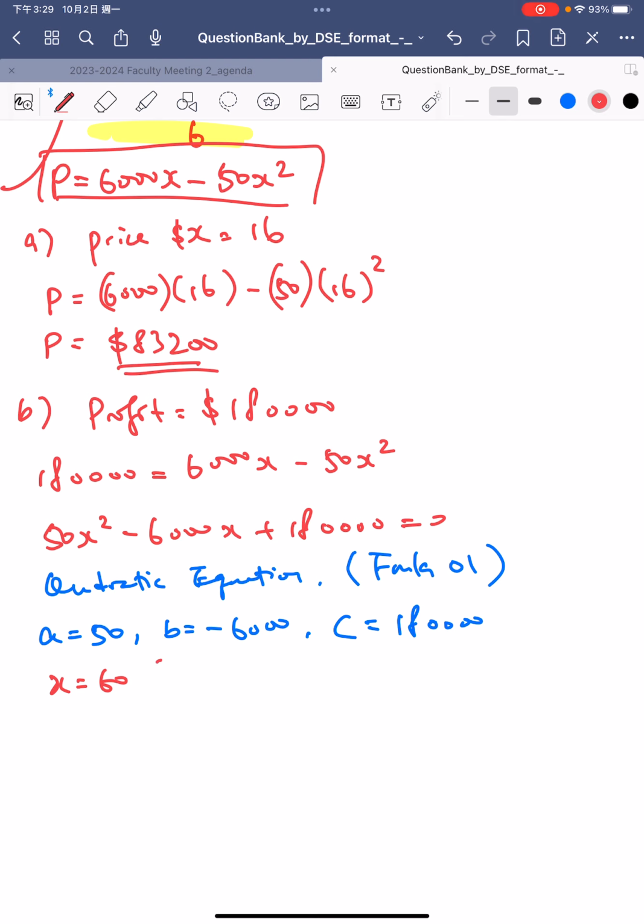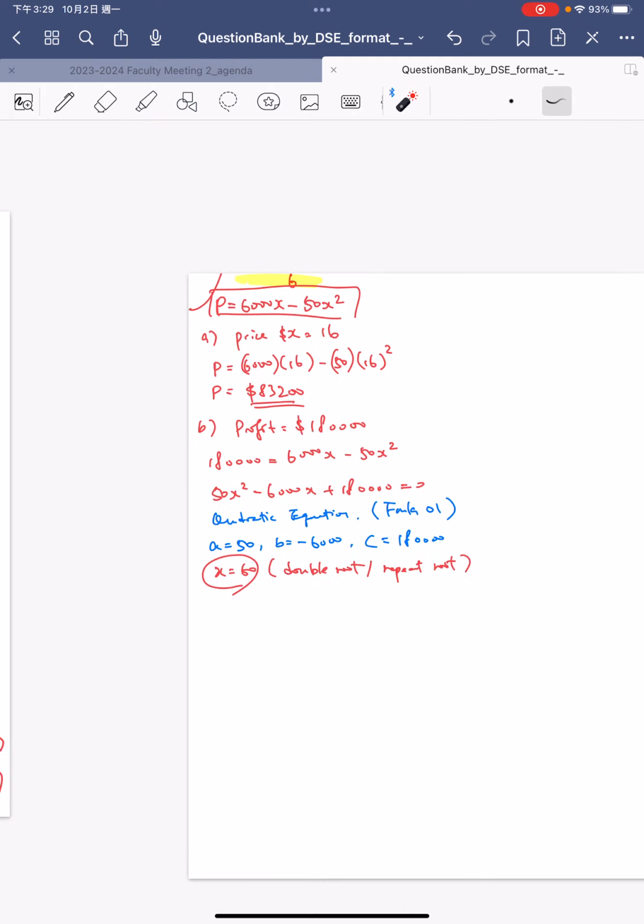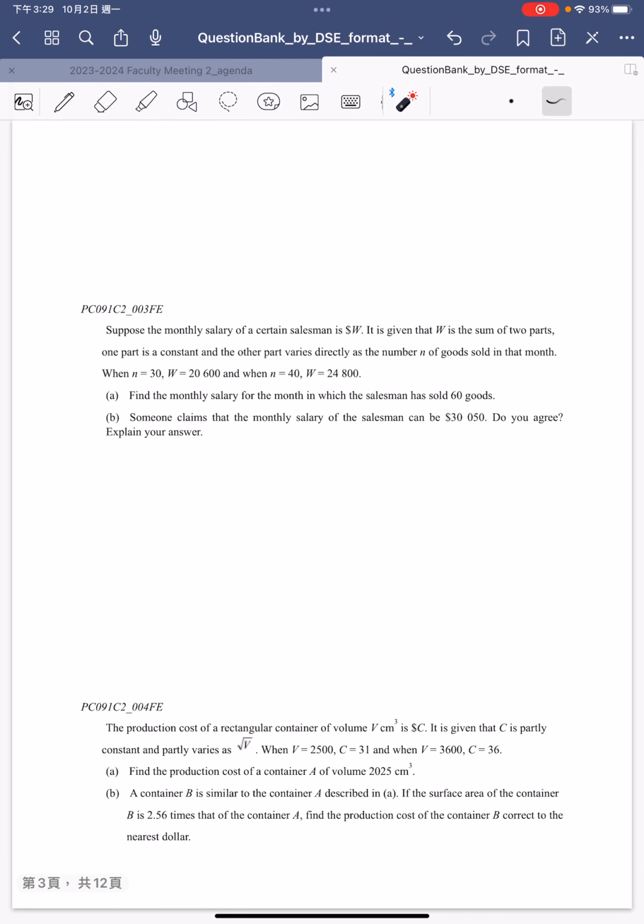So this is the double root, or we can call it the repeated root, which means there is only one answer. So x is equal to 60, which means that when the profit is equal to 180,000, then the price should be 60. So that's for question 2. Now we can move to the next question.